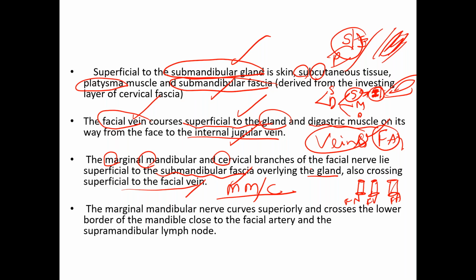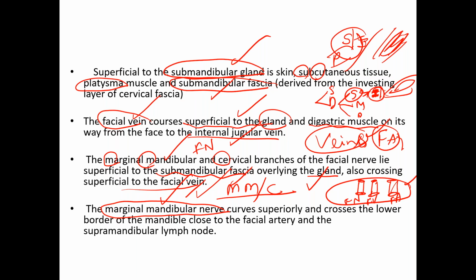So where is this nerve actually? It is superficial to the submandibular fascia overlying the gland. So they are on the gland. This marginal mandibular branch of the facial nerve is on the submandibular gland. You should keep it in mind. And also crossing superficial to the vein. So they are superficial to the vein also here.